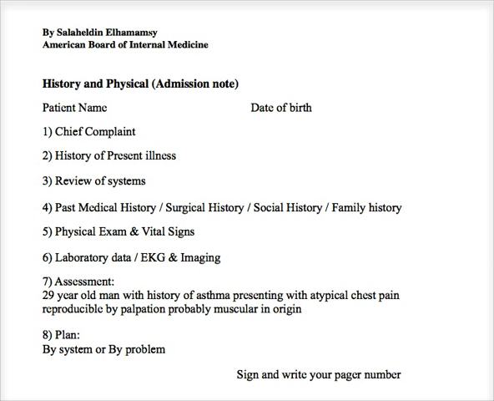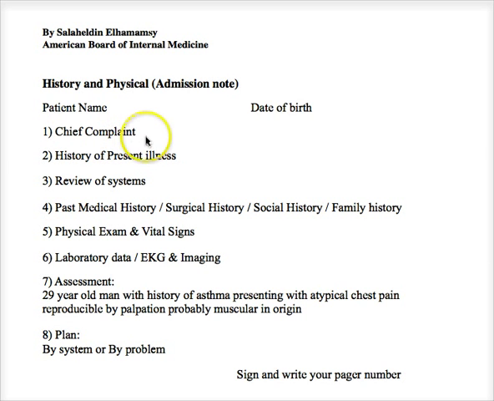Whenever you write a patient note, you need to have two identifiers for your patient. Let's say the patient's name and the patient's date of birth. You can also use the medical record number. After you're done with the note, you need to write your name so people know who you are. You need to sign your note, and you need to write your pager number so that people can reach you if they have questions. These are the components of the admission note.